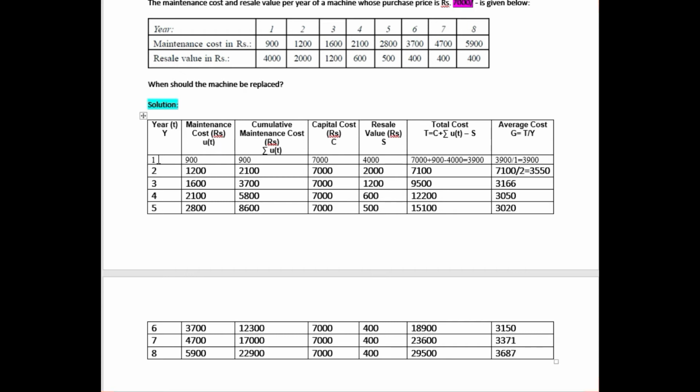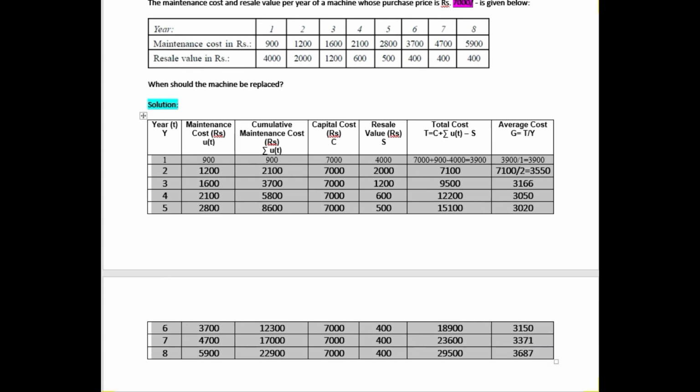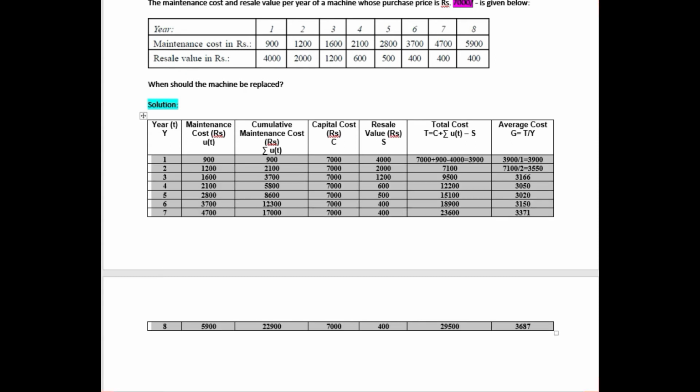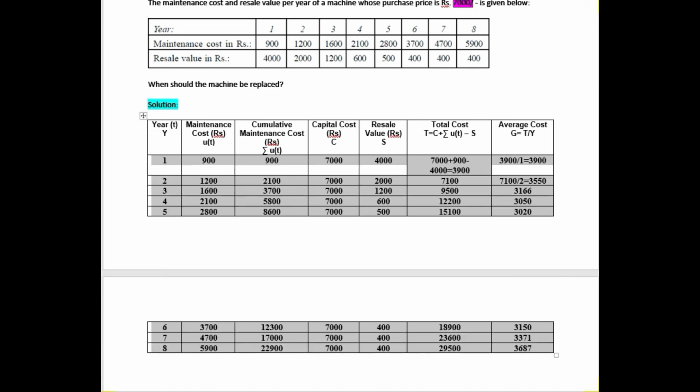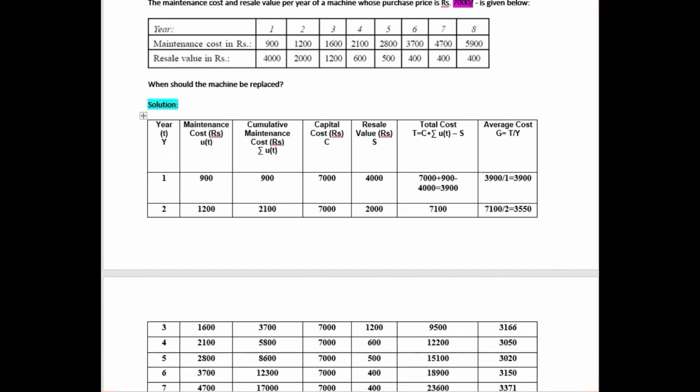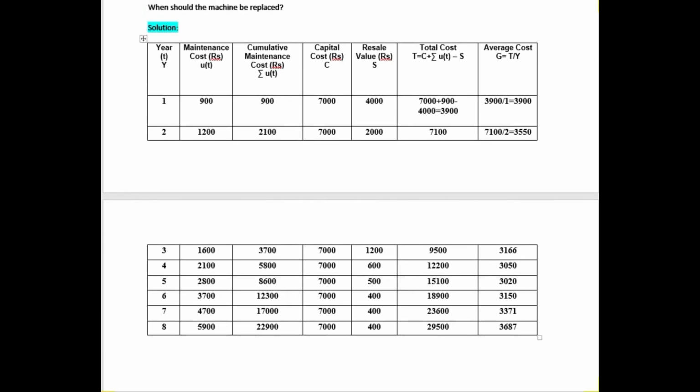So almost we have arrived at the solution. Okay, I hope you are able to see the values clearly.